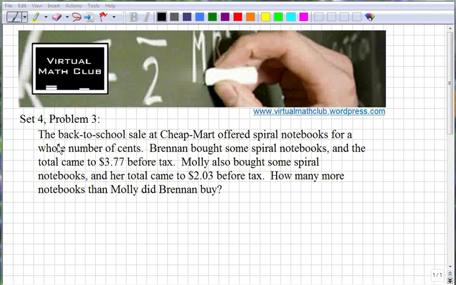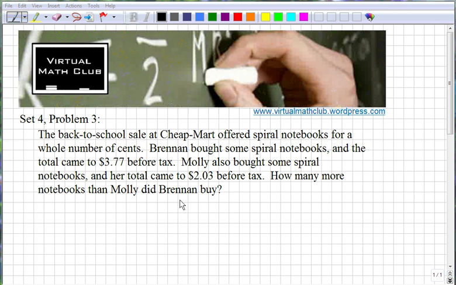Alright, problem number 3 says, the back-to-school sale at Cheap Mart offered spiral notebooks for a whole number of cents. Brennan bought some spiral notebooks, and the total came to $3.77 before tax. Molly also bought some spiral notebooks, and her total came to $2.03 before tax. How many more notebooks than Molly did Brennan buy?